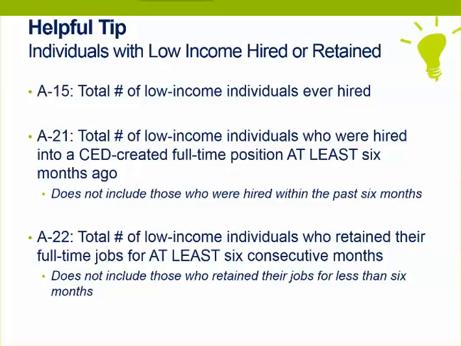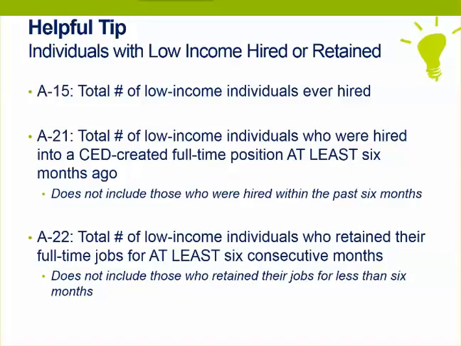I also want to go over a couple indicators that often cause some confusion. First, we'll discuss reporting of individuals with low income hired or retained, which are indicators A15, A21, and A22 on Form A. These indicators measure the total number of individuals with low income who were employed in a job created with CED funds.